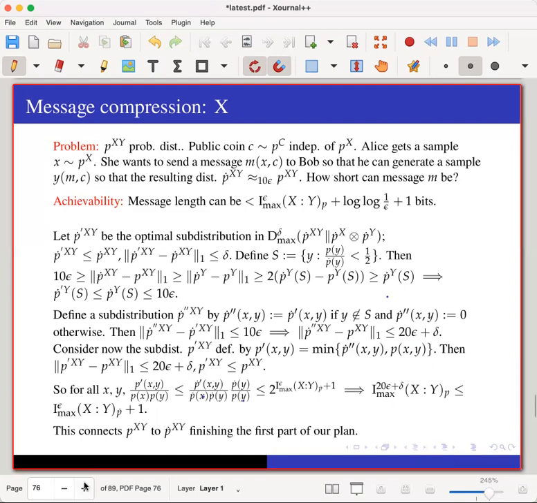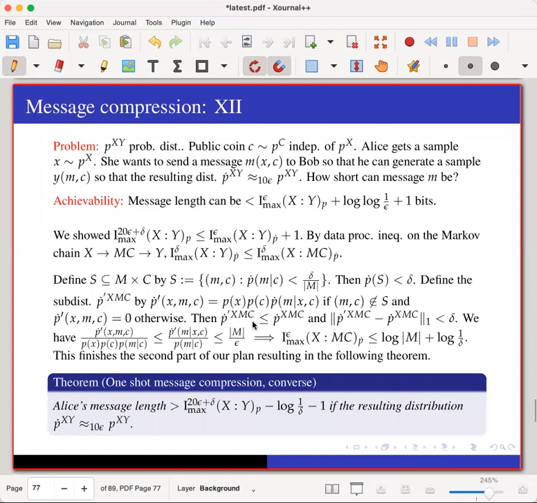Okay, so let's go to the second part of the plan. What we showed in the first part is that the mutual information between X and Y with respect to P is less than the mutual information with respect to P dot. Now we'll apply the data processing inequality on the Markov chain, so X to MC to Y.